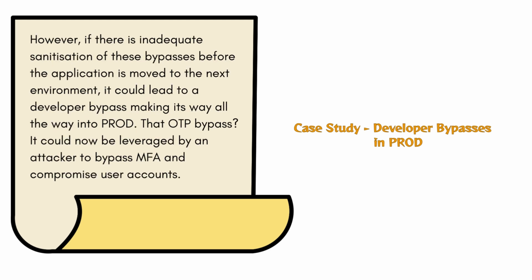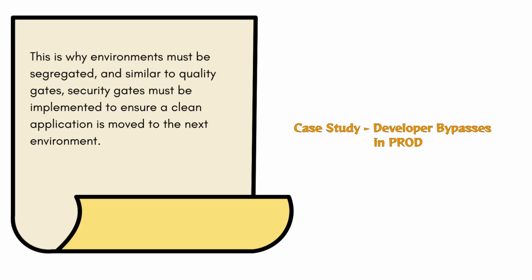However, if there is inadequate sanitization of these bypasses before the application is moved to the next environment, it could lead to a developer bypass making its way all the way into prod. That OTP bypass? It could now be leveraged by an attacker to bypass MFA and compromise user accounts. This is why environments must be segregated, and similar to quality gates, security gates must be implemented to ensure a clean application is moved to the next environment.